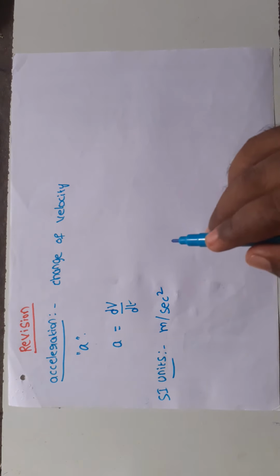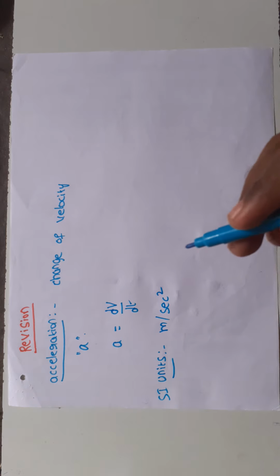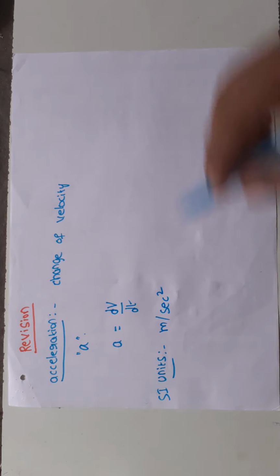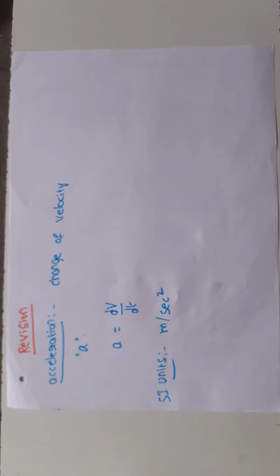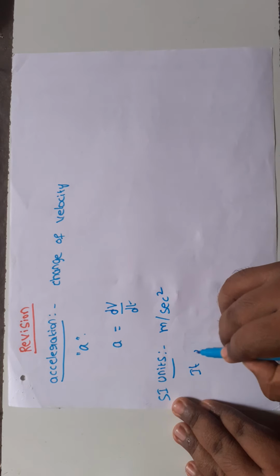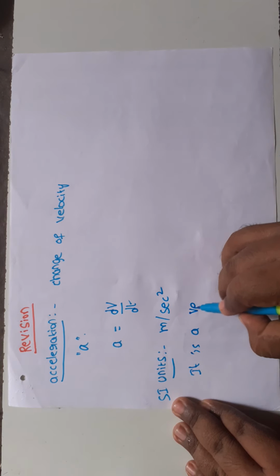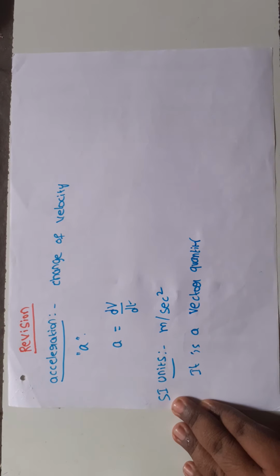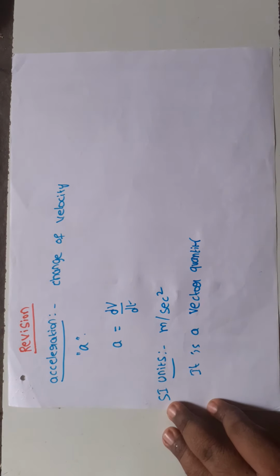Next, acceleration is one of the physical quantities in this chapter. A physical quantity is either scalar or vector. I am asking that question: is it a scalar quantity or a vector quantity? So, acceleration has both magnitude and direction. So, it is a vector quantity. Okay, it is a vector quantity.